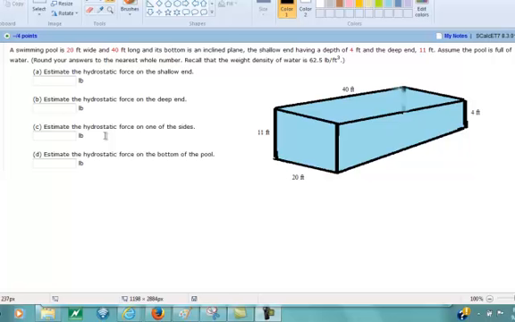So probably the easiest one to start with is B then, if I'm gonna do either A or B. So it says estimate the hydrostatic force on the deep end. So they mean on this face right here. On this face. And then the shallow end would just be that face right there. So think of if I drew a typical strip on the deep end.